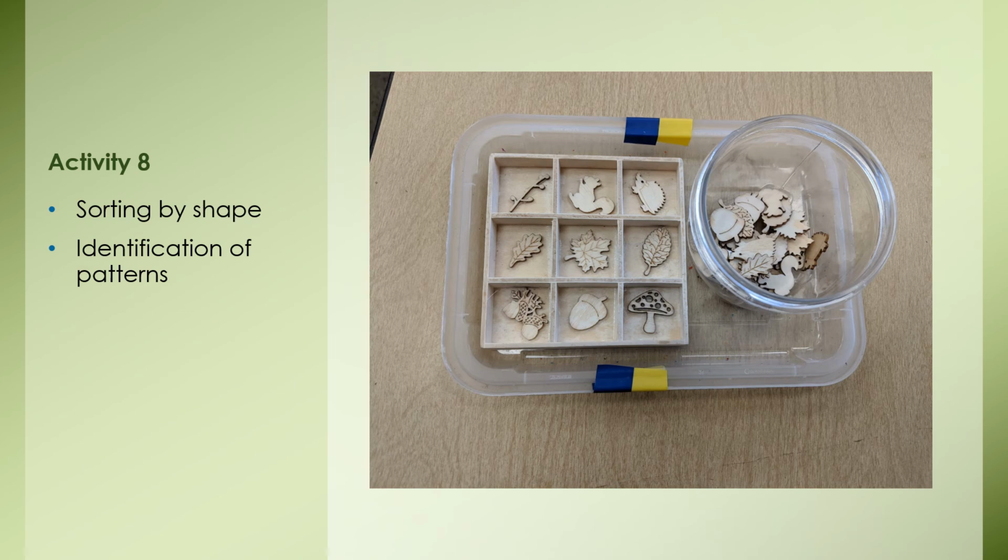This activity is a different kind of identification of shape. You can use any shape that you have and stick one, for example, on a small container, and in different containers you have the other shapes, so the kids can put the shapes in the right place. So it's organization as well and identification of patterns.